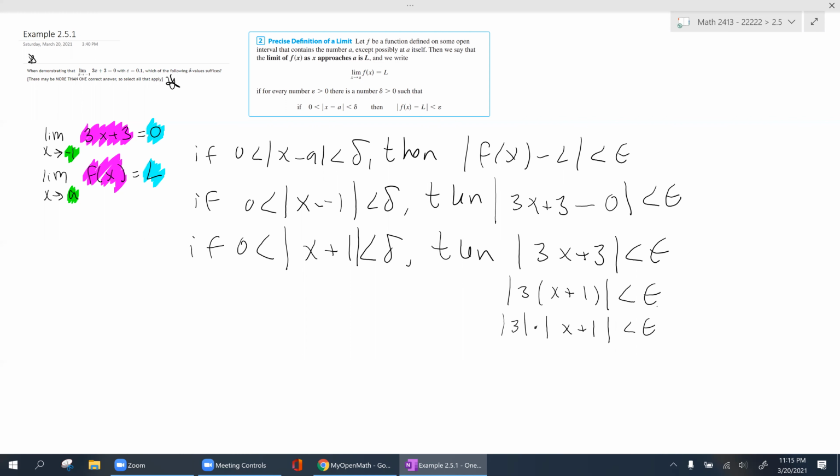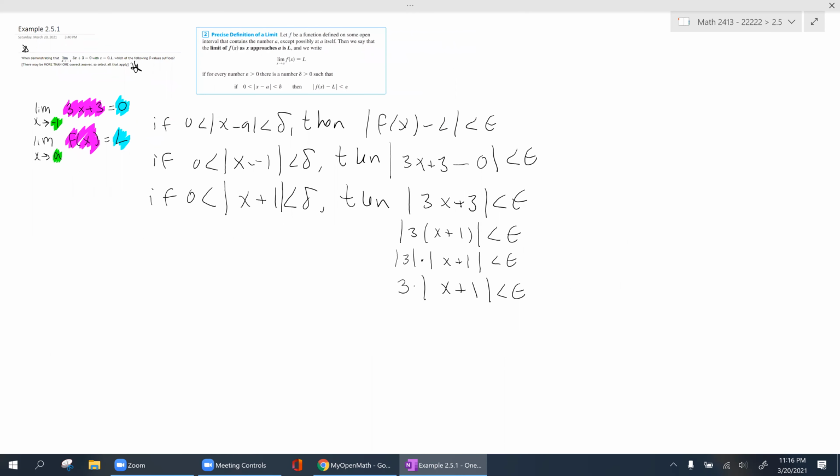And I know what the absolute value of 3 is. What is the absolute value of 3? That is just positive 3, it remains positive. And last but not least, I don't want the 3 there, because this one doesn't have anything in front of it. So I'm going to divide both sides by 3. In other words, the absolute value of x plus 1 is less than epsilon over 3.